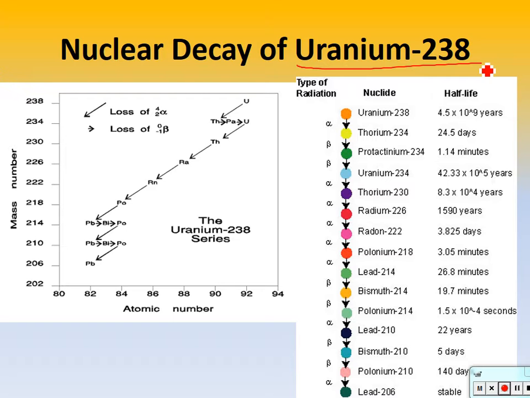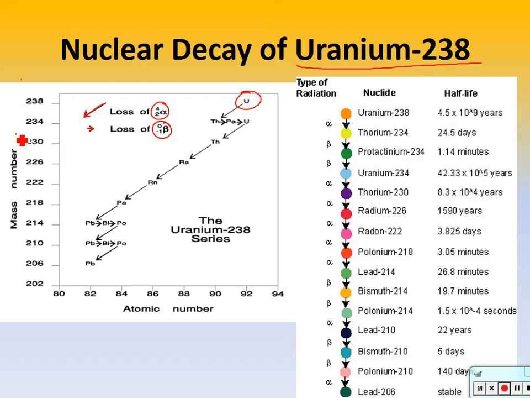We're going to start with uranium-238. Now, here's the key. If you see a downward arrow like this, it means it loses what particle, guys? Alpha. That's an alpha particle. So it loses 2 protons, 2 neutrons. If you see a little tiny arrow to the right, that's the loss of this particle. What is it? Beta. That's a beta particle. So that's kind of the key here.